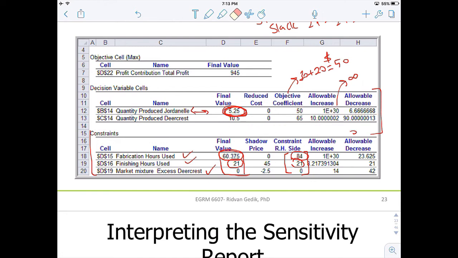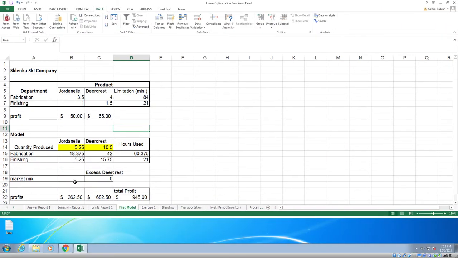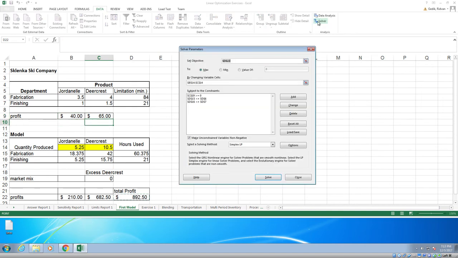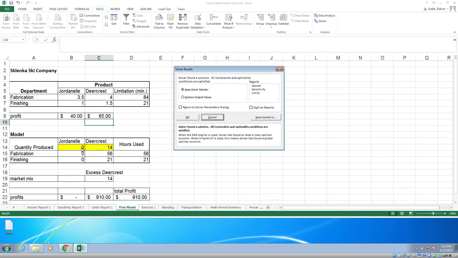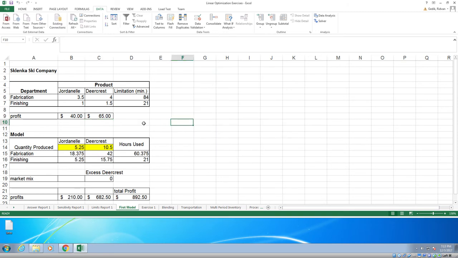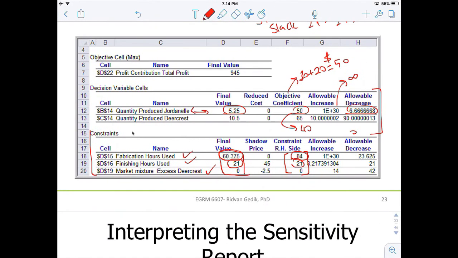But guess what? If you cross these ranges, for example, the allowable decrease is 6.6 something. So let's assume that we decrease this to 40. Well, this value is going to change. Okay. Let's try it out and validate it. Let's make this 40. If the net profit for the Jordan product goes down to $40 per product, this value is going to change completely. It's going to go down to 0. All we produce is the Crest. Okay. I'm not going to keep this change, so I'll hit cancel. I will make this the original file.